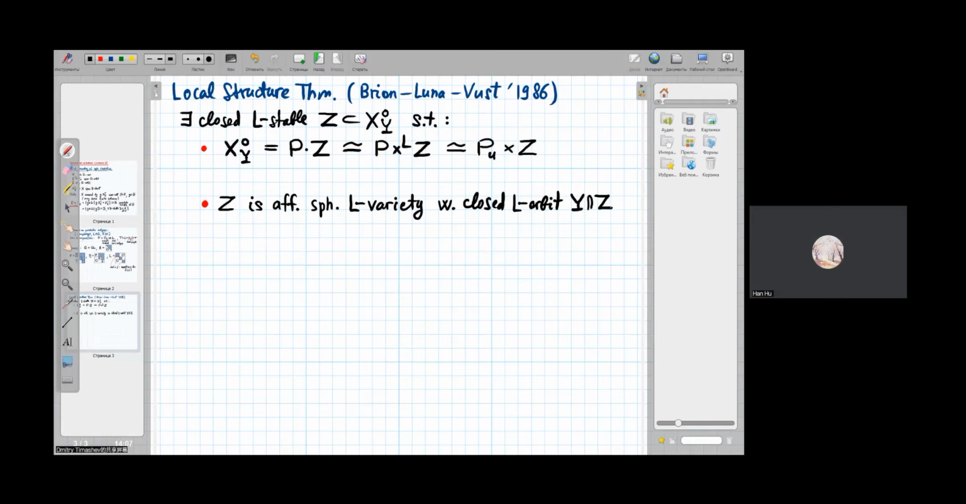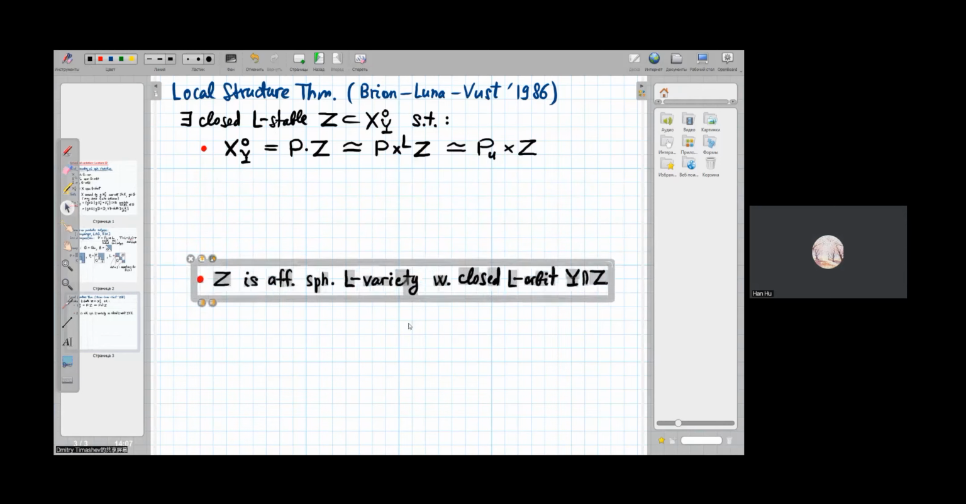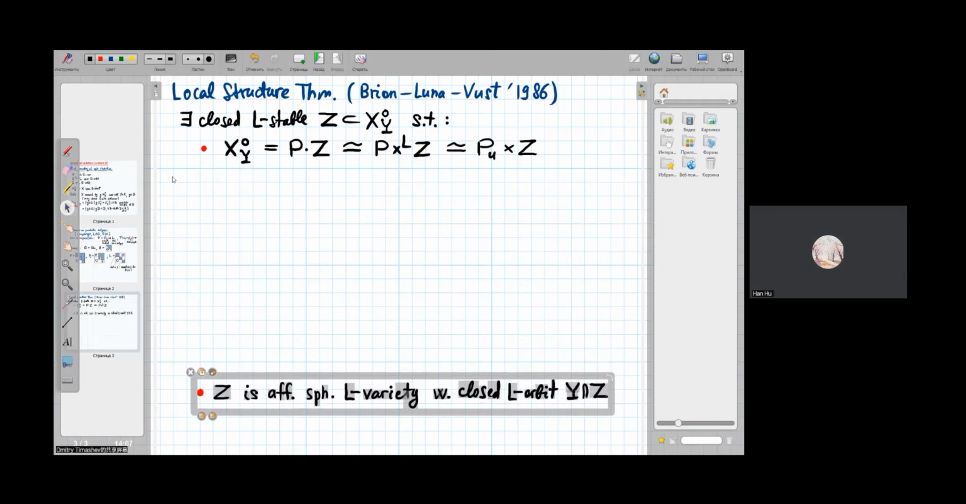So the picture is as follows. Let me draw a picture for you. This I will shift to the bottom. The picture is as follows. So we have this open B chart X. Let it be like this. I don't know.